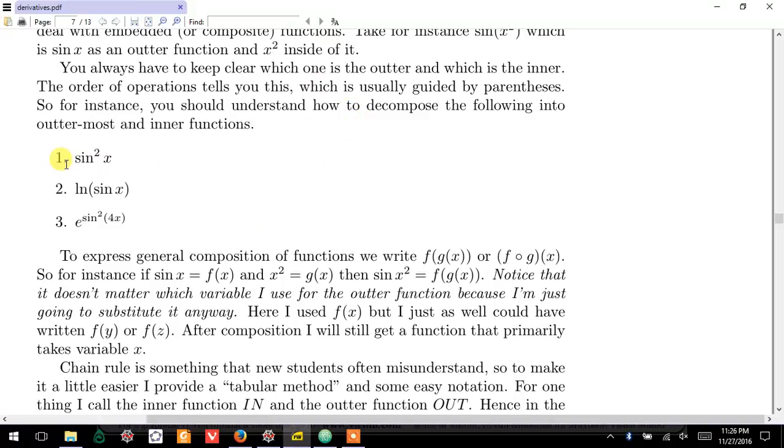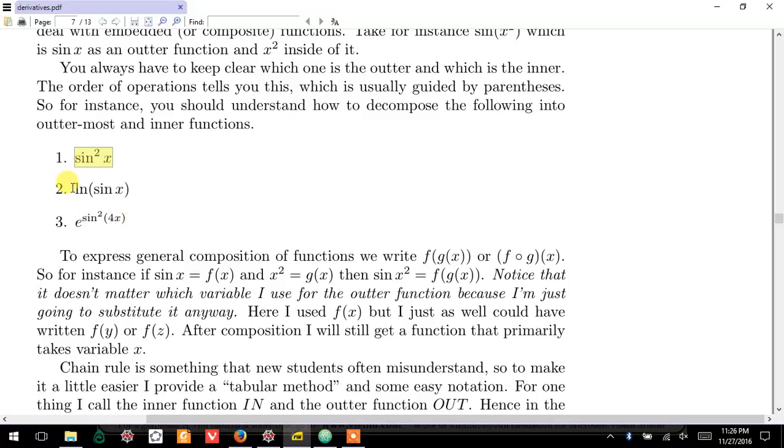So to talk about a couple examples, here is a composite function, or a composition of two functions. The outer function is the square function, and sine of x is inside of it. The notation kind of obscures that fact, but really this is the same thing as sine of x squared. And so sine of x is inside of the squaring function, so to speak.